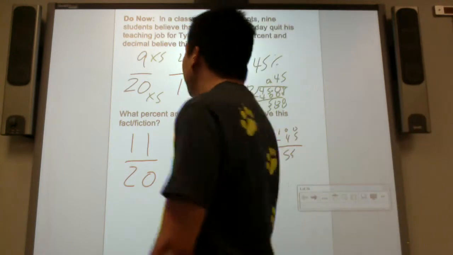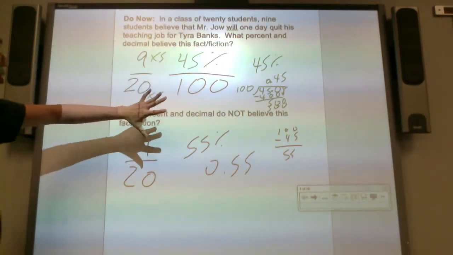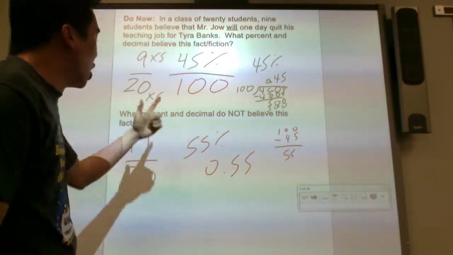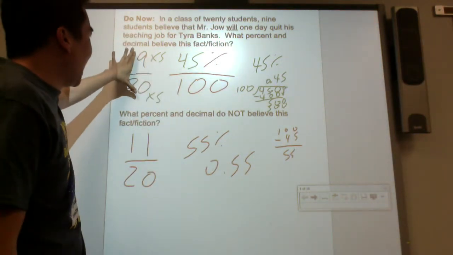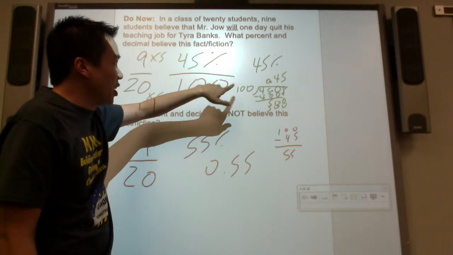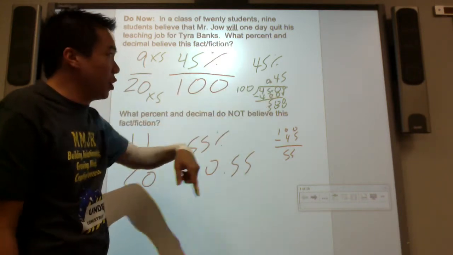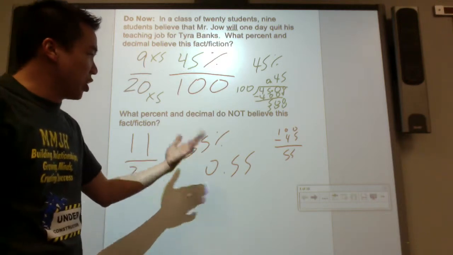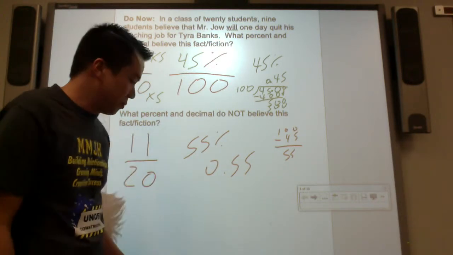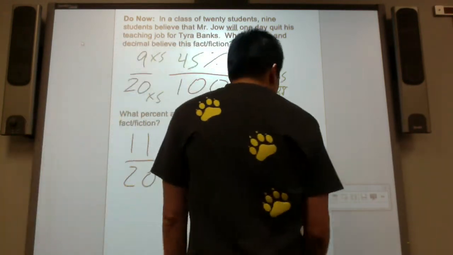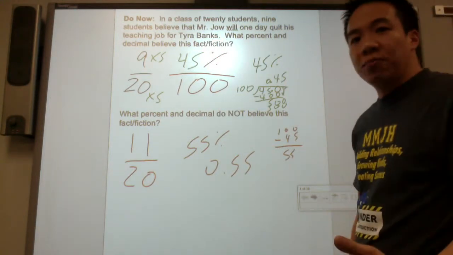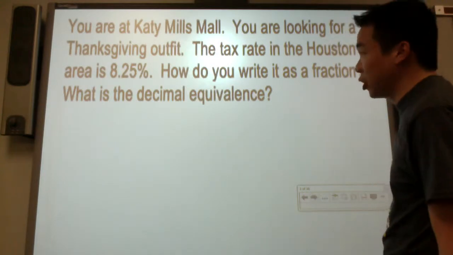He's sad about that. So again, what do we know? What is percent again? Percent is per 100. So from this, we know that 9 out of 20 or 45% or 45 hundredths or 0.45 believe it's true, while 11 out of 20 or 55% or 0.55 do not believe it. So let's tie that into something that is less than 1% or greater than 100%.